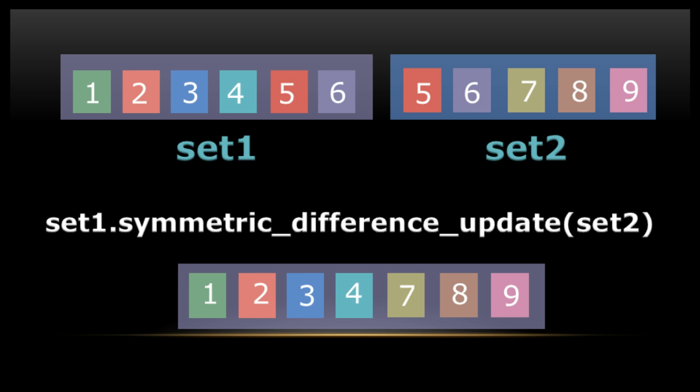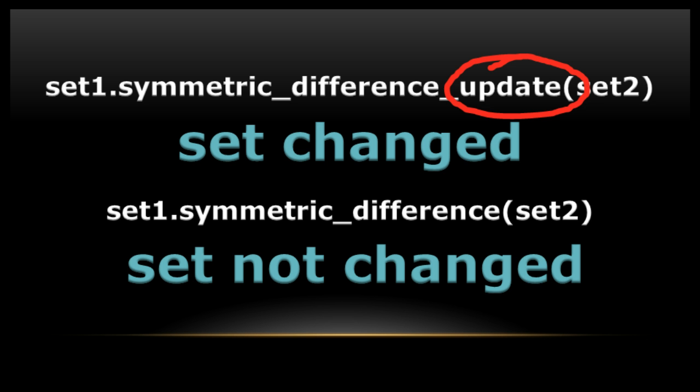Finally, if I want it to be all the items unique to either the first box or the second box, I'd call on symmetric difference update. Just remember, if the call says update, it actually updates the contents of the first box. Otherwise, it just gives you the answer in a completely new third box.